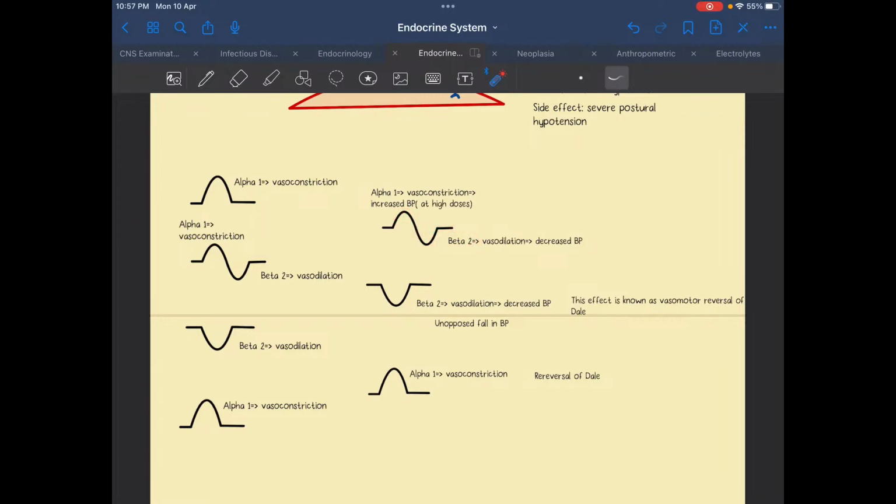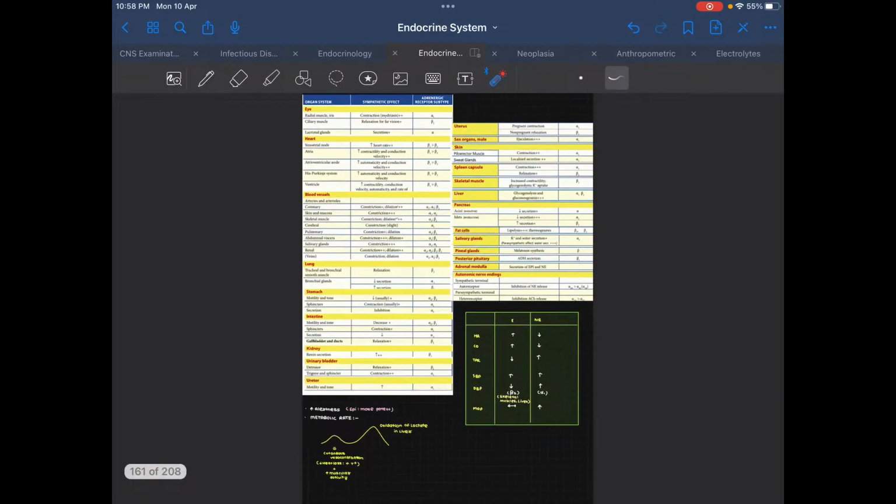So whenever blood levels of epinephrine and norepinephrine fall, then we have a later decrease in the blood pressure. This is the normal response that we get. Okay? Whenever we add an alpha blocker, we're only going to get a beta 2 mediated vasodilatation and decreased BP. Then that is known as vasomotor reversal of Dale, right? So this is the main thing. We were going to discuss that in pharmacology.